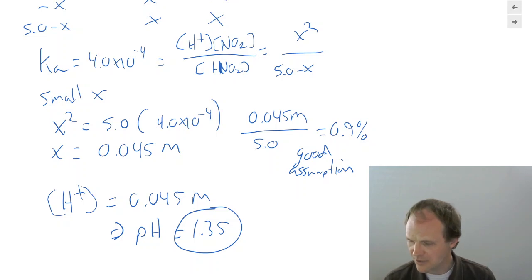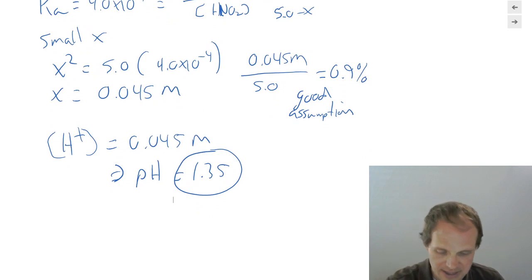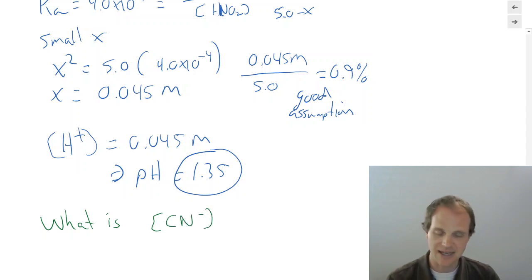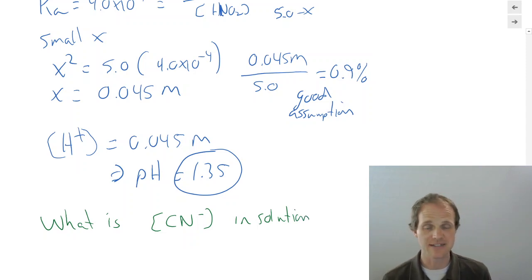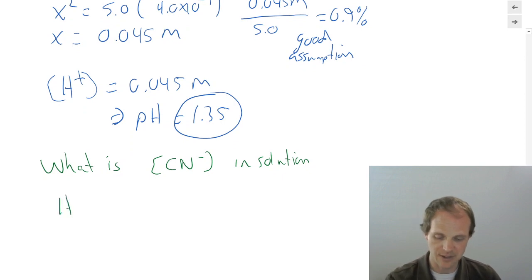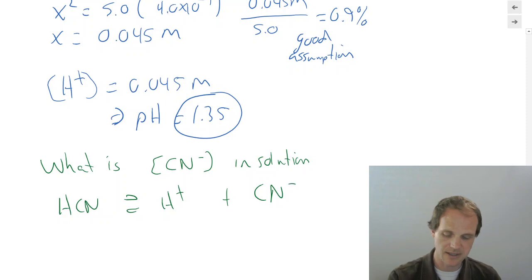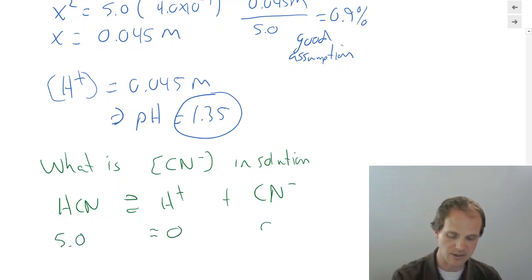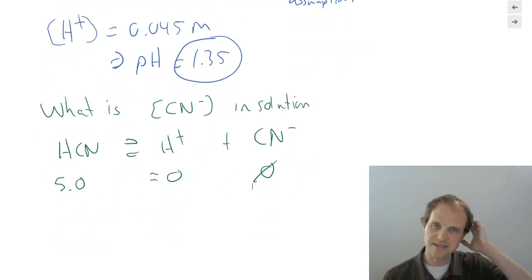Now, what we want to do is ask another question. So we identified the pH of this solution, but we're going to ask a second question about this solution. We want to know what is the concentration of the cyanide ion in this mixture of acids. What is my cyanide concentration? You say, well, professor, we know how to do that. We can do HCN goes to H plus plus CN minus, and we do our ICE table, 5.0, approximately 0, 0, great, we do our x's and things like that.